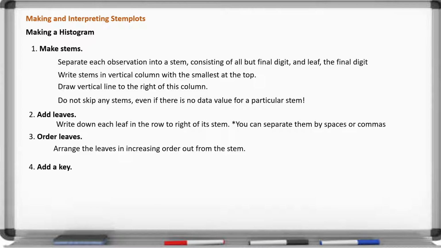For the last step you want to make sure you add a key, because this key has to explain, in the context of the word problem, what the stems and the leaves represent.